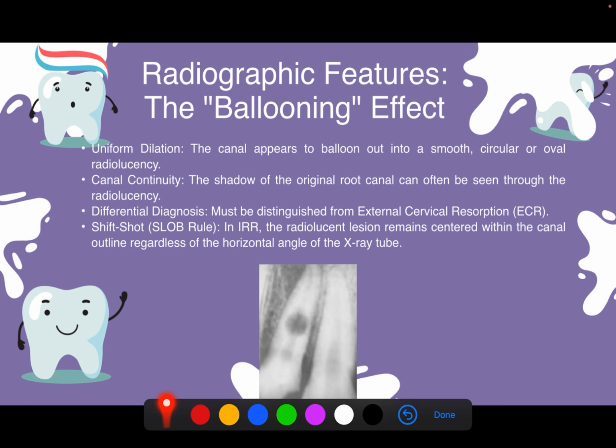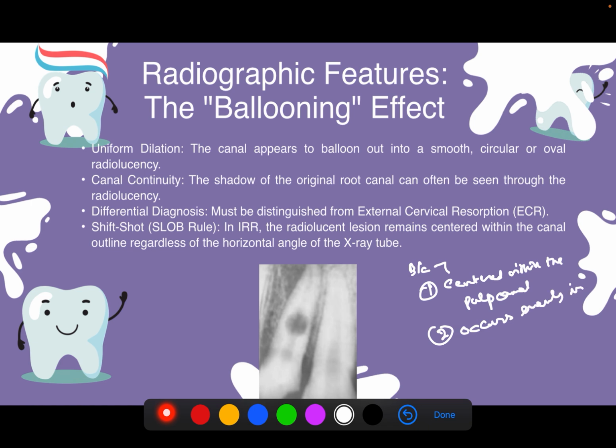Why does this happen? Basically, it happens because the reabsorption is centered within the pulp canal. It occurs evenly in all directions, and not irregular or surface based. So the canal expands uniformly, creating a balloon-like shape.